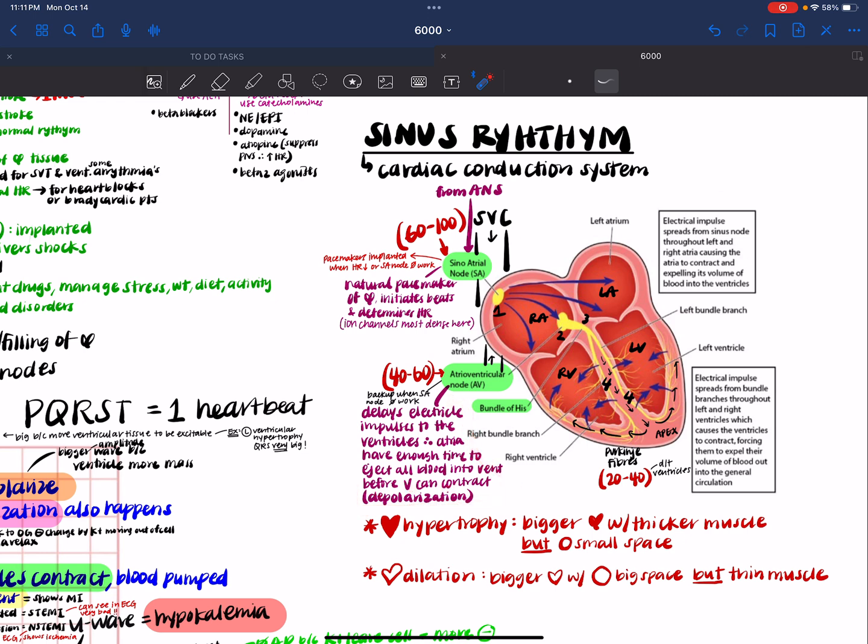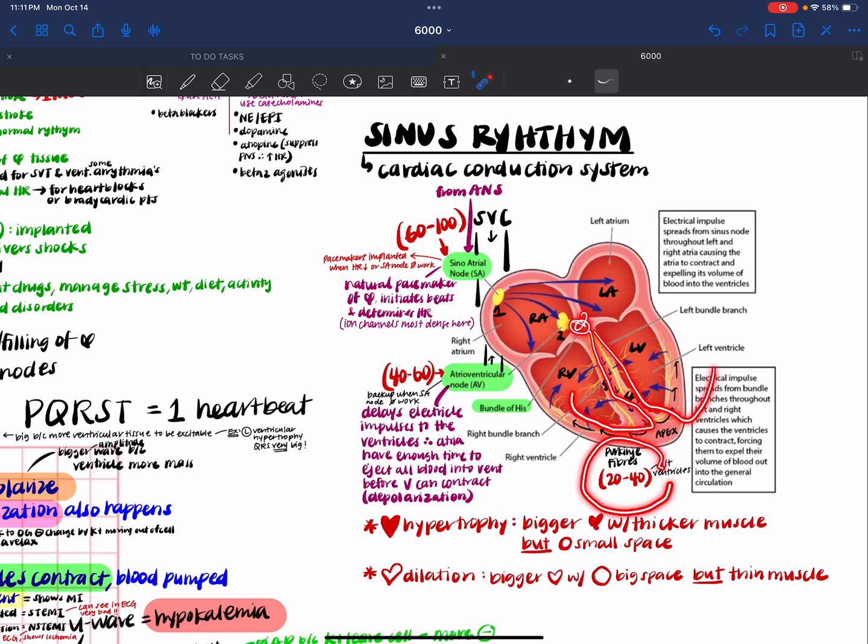It delays electrical impulses to the ventricles, basically. So the atria can have enough time to eject all the blood into the ventricles before they contract. So this is a delay. The delay. So then they can eject everything here. Then it goes from the AV node to the bundle of His, then to the Purkinje fibers.